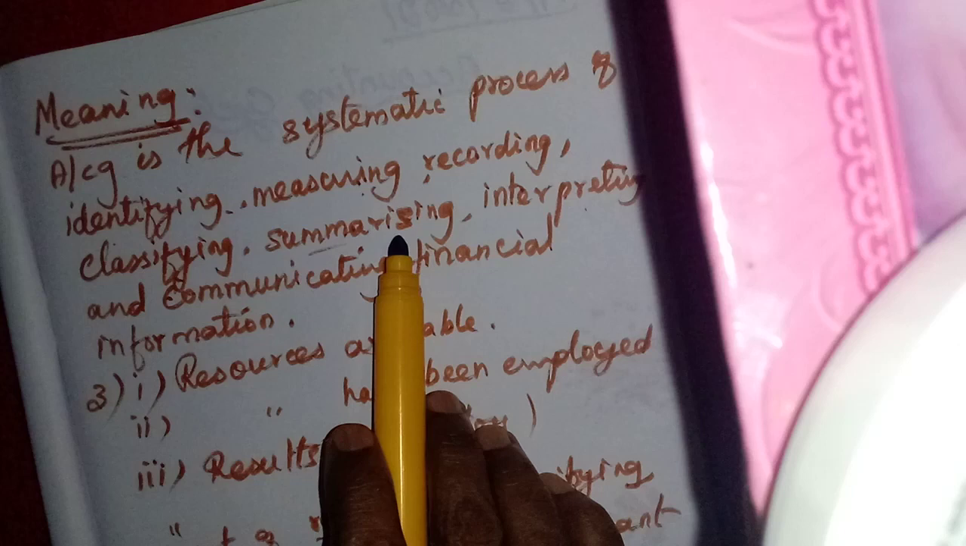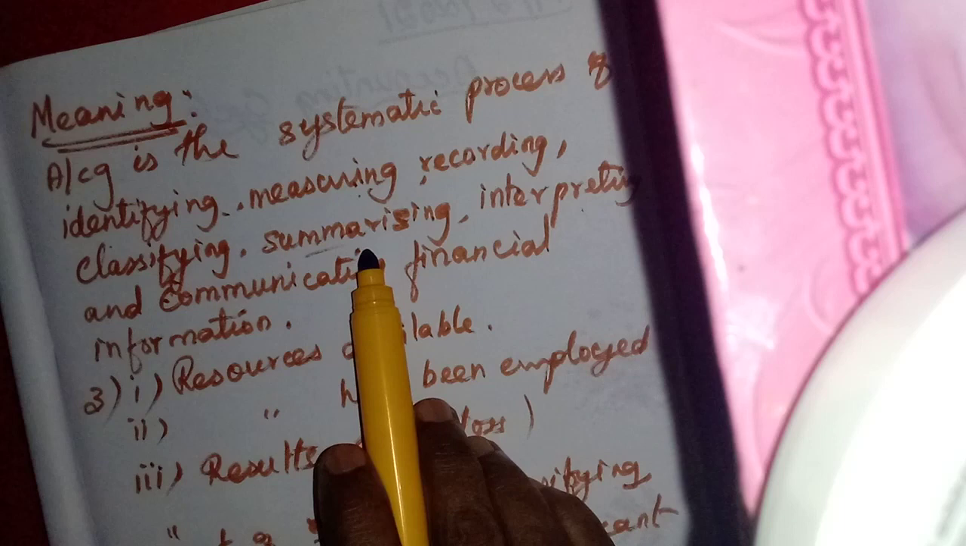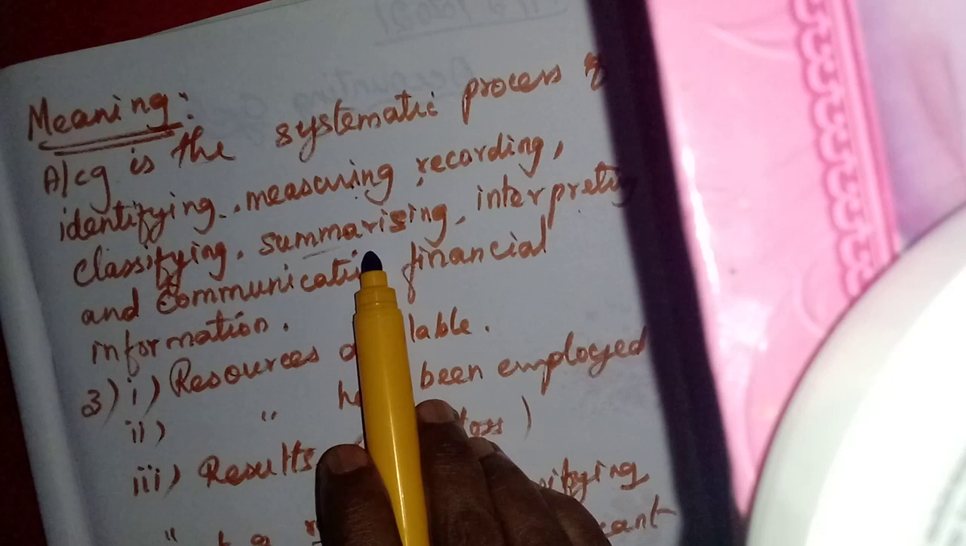Then along with this trial balance, they will prepare the trading and profit and loss account to find out the profit or loss. Then the financial position they will ascertain with the help of the balance sheet: how much are the assets, how much are the liabilities. Everything together is called summarizing.